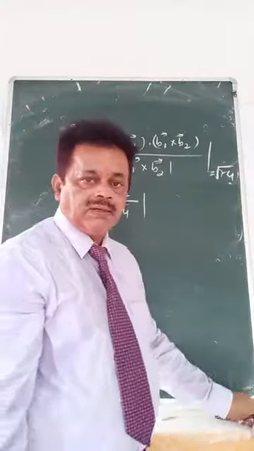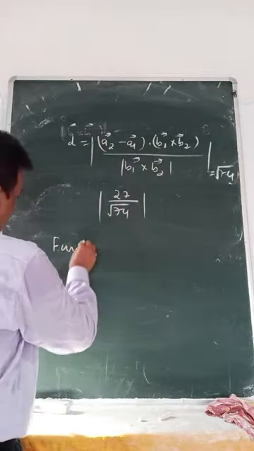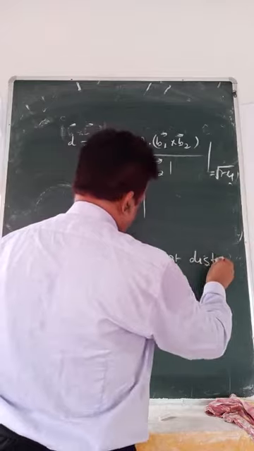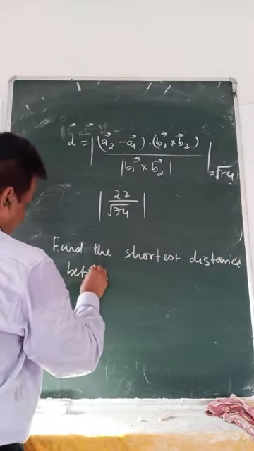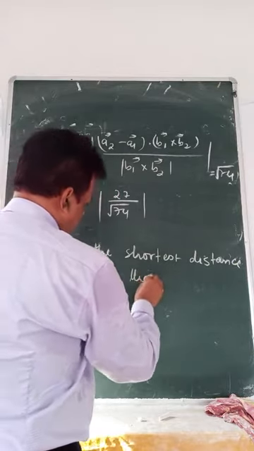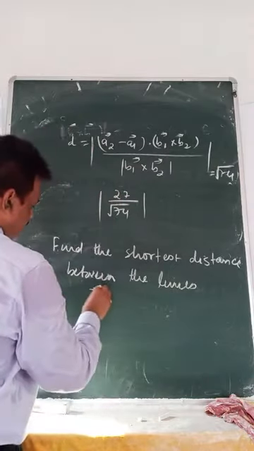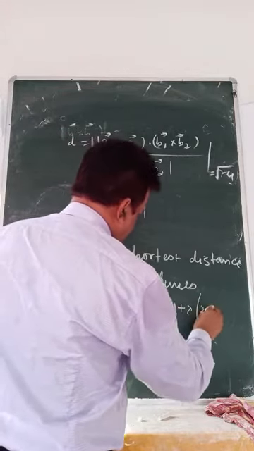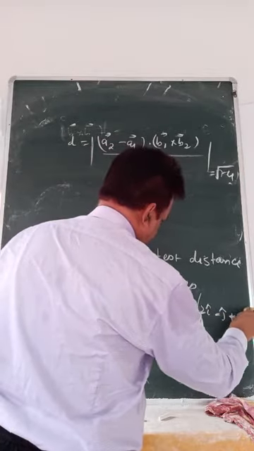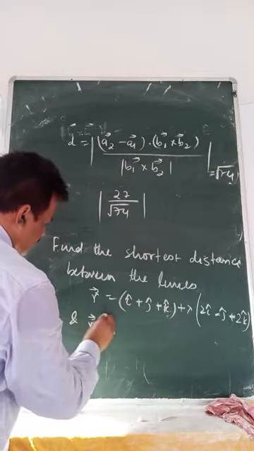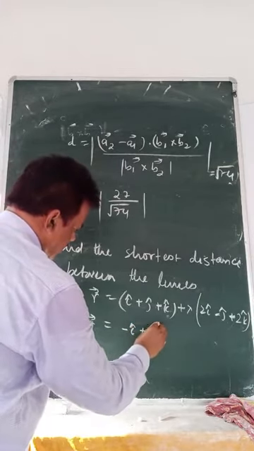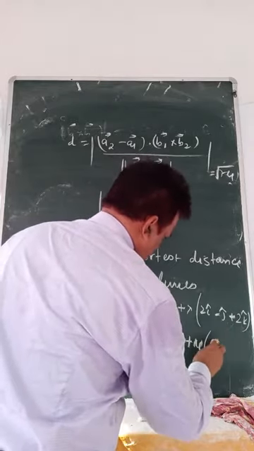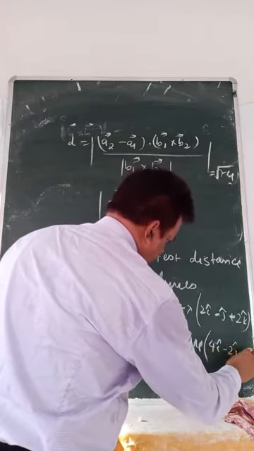Shortest distance between two parallel lines. Find the shortest distance between the lines r = i + j + k + lambda times (2i - j + 2k), and r = -i + 2j + 3k + mu times (4i - 2j + 4k).